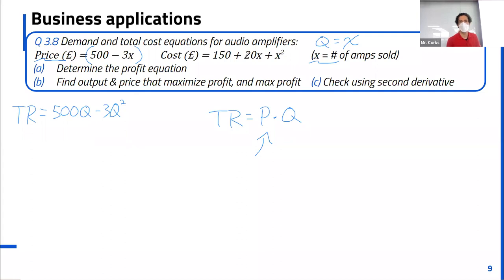Second step, costs they've given us, I'll just rewrite in our style just for familiarity. We have Q squared and just change the order to match the exponents. Q squared plus 20Q plus 150. All right, then we can make a profit equation. Profit is our revenue minus our cost. So if we put those together, what is our profit equation?